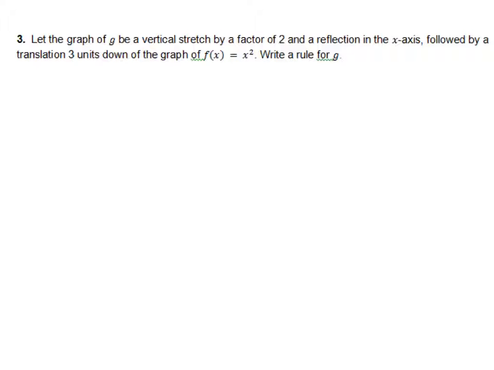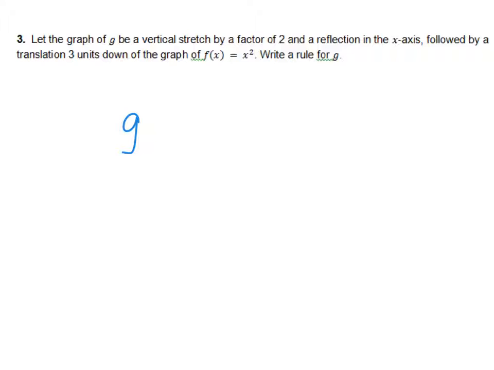In our next problem, instead of asking us to graph our transformation, it's wanting us to write a new rule. So it says, let the graph of G be a vertical stretch by a factor of 2 and a reflection in the x-axis, followed by a translation of 3 units down. So there's 3 different things that are happening to our parent function.